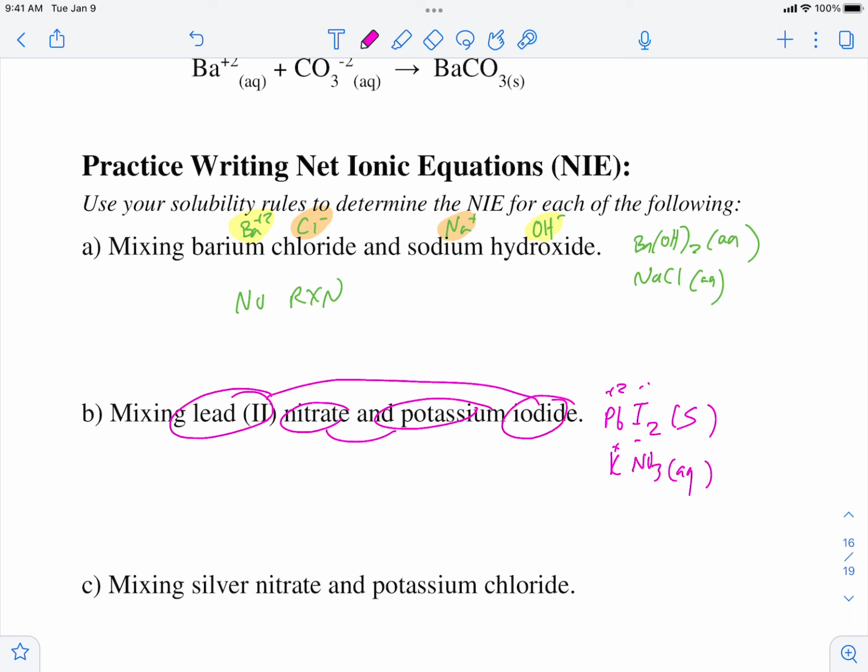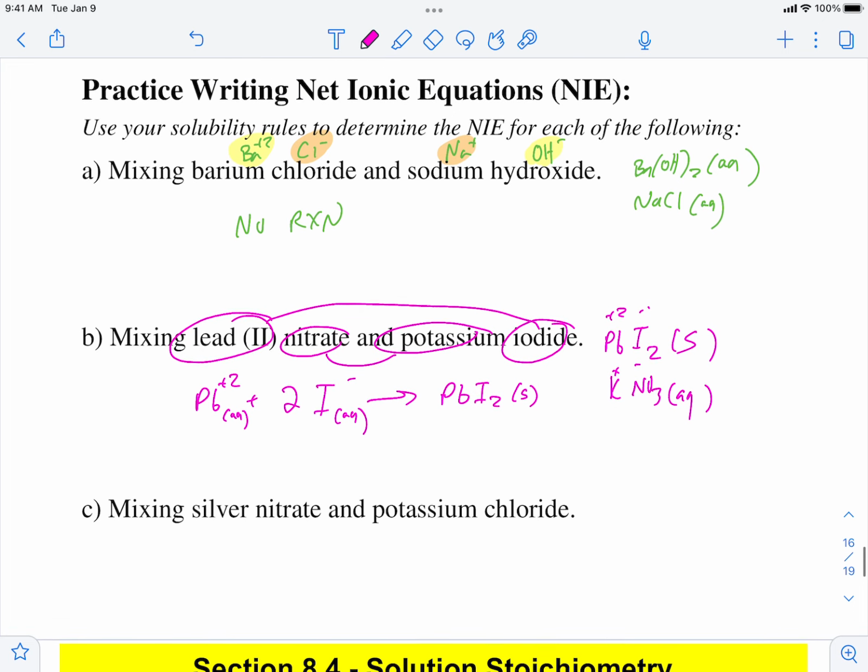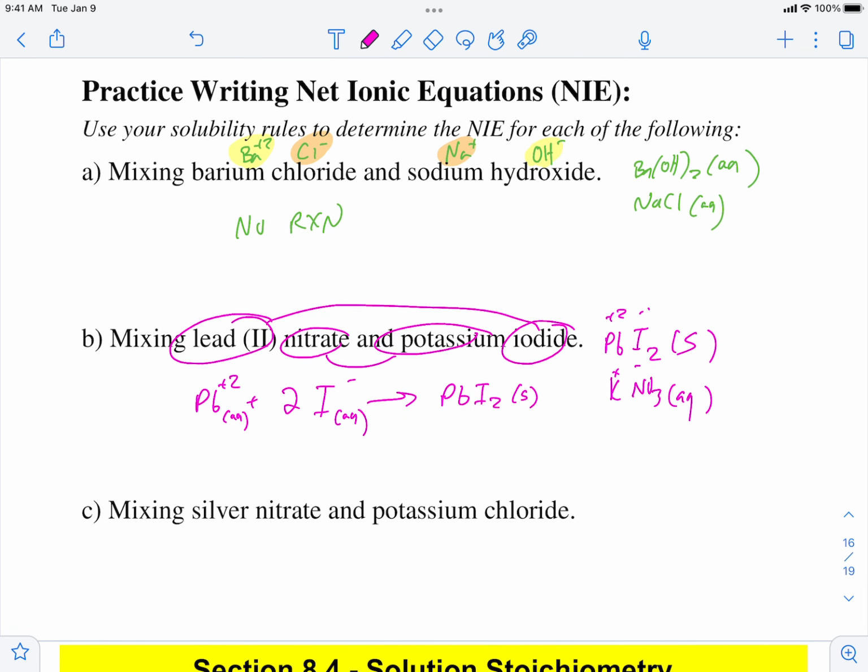We only use ions that lead up to the solid. So our net ionic equation will be Pb 2+ plus 2 of the iodide ions that form the solid PbI2. Oh, forgot the aqs on these guys. Okay, I want you guys to try the third one on your own.